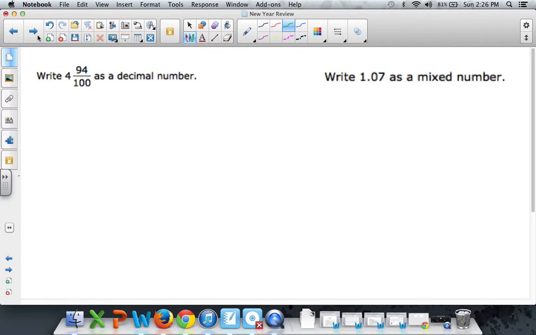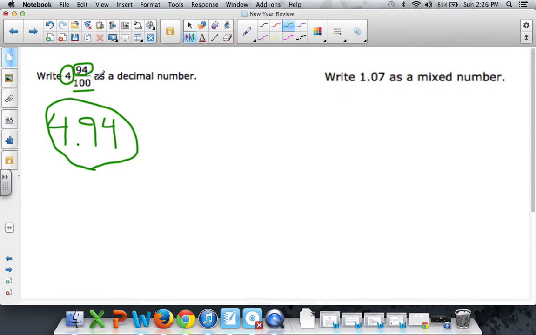Write 4 and 94 over 100 as a decimal number. Okay, so as a decimal number, you should know that whole numbers, they live on the left of the decimal. The left, the left, the left. Fractions live on the right of the decimal. There you go. That's it right there. How did we get the 4? Came from that 4. How did we get the 94? It came from a 94 that's over 100. Anything over 100 in decimal land is just itself.